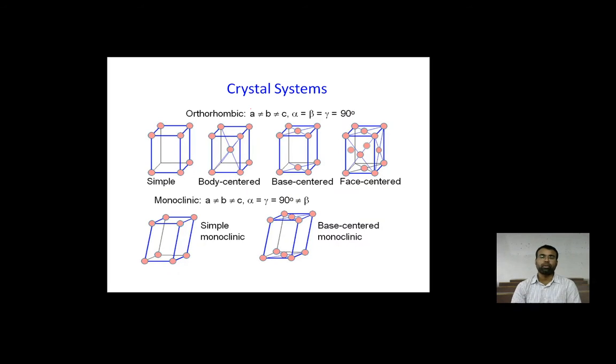So these are the orthorhombic type, another kind of crystal structure. That is, A is not equal to B is not equal to C, but the angles alpha, beta, gamma are equal to 90 degrees. As you can see, these are also categorized as body centered, base centered and face centered. The base centered is different from the cubic centers, as it has atoms in the base, the upper and the lower part.